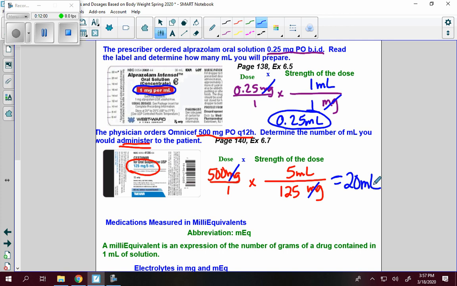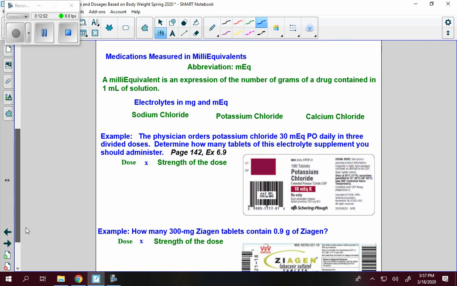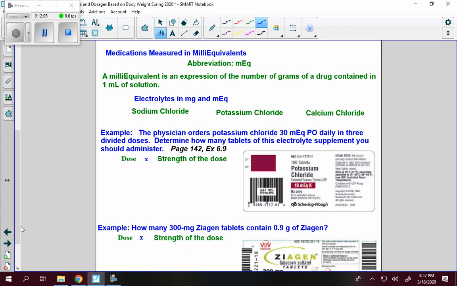Awesome sauce. Okay. So there are also medications that are not measured in milligrams and milliliters. It's measured in milliequivalents. The abbreviation for milliequivalents is MEQ, and a milliequivalent is an expression of the number of grams of a drug combined in 1 milliliter of solution. Most electrolytes use milligrams and milliequivalents. You'll find the electrolytes that use that are sodium chloride, potassium chloride, and calcium chloride.